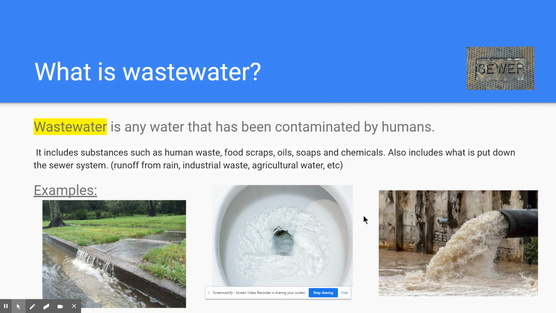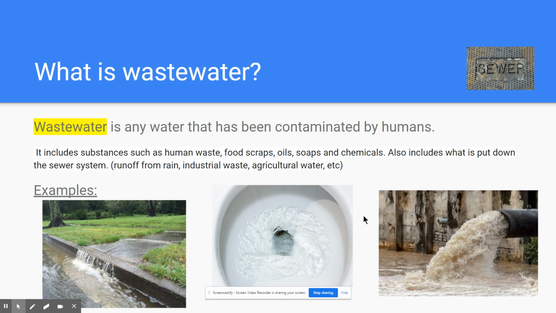Wastewater is really any water that has been used by humans and contaminated by humans. So this includes substances like human waste. Obviously, what we flush down the toilet is human waste. Where does that go? A lot of times, unfortunately, when we flush, we don't necessarily think about where it goes, but it's got to go somewhere.